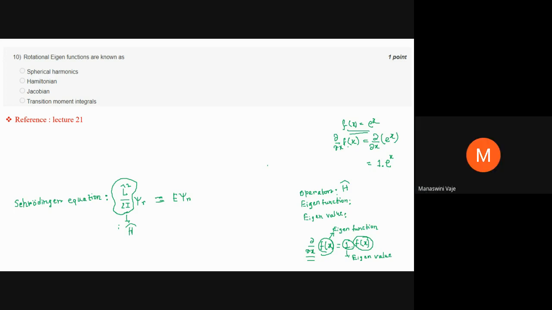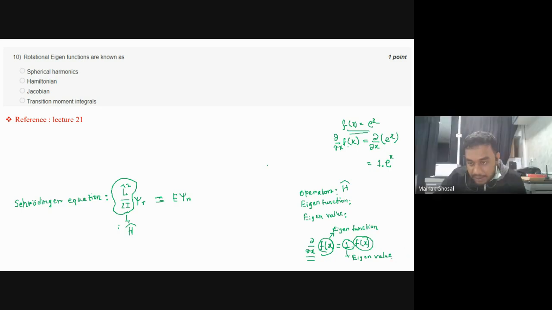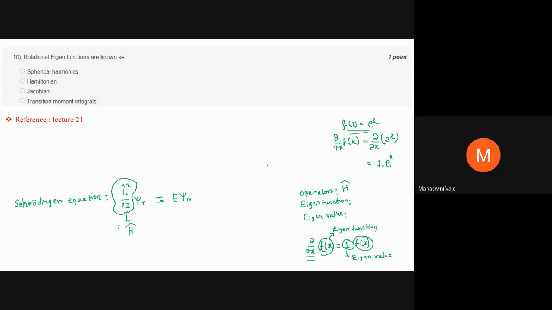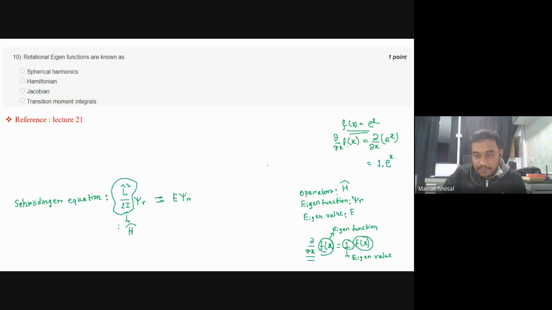Now can you match these two, the left hand side and right hand side? The capital H is the whole thing, the operator. Then psi r is the eigenfunction and E is the eigenvalue. Exactly. So you understand that. Good. So my point is mainly that now I'm going to the question. You can see it is written what rotational eigenfunctions are known as. So you need to know what is psi r.